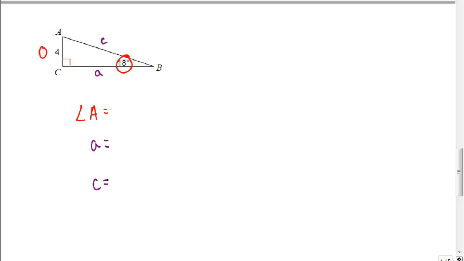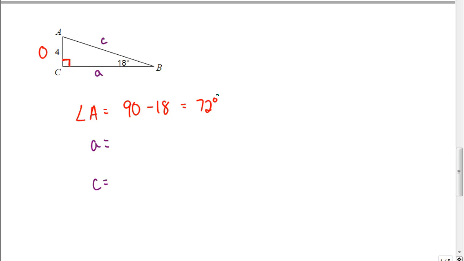Now, in order for us to figure out angle A, we need to remember that there's a total of 180 degrees in a triangle. Well, in a right triangle, we're always going to know 90 degrees of that triangle. So that means the other two angles are going to make up the other 90 degrees for the total measurements of the angles in the triangle. So in other words, to find angle A, we're just going to take 90 minus 18 to figure out what that missing angle is. And 90 minus 18 is 72, so that tells me that angle A is 72 degrees.